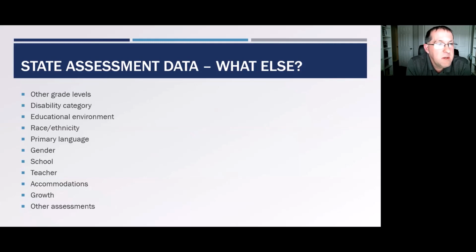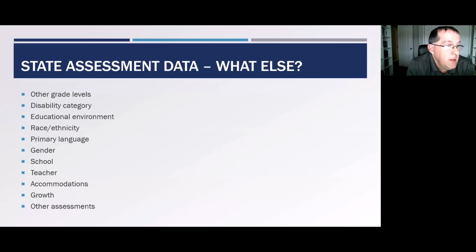Your data, especially if you're in a larger district, medium to large district, you probably have a lot more information than what I just described the state having to report. So when you're looking at your assessment data, I want to encourage you to look at the what else. What else is there that you could be looking at to see where you could improve, to see where maybe there are gaps that are masked or hidden in those higher level analyses.